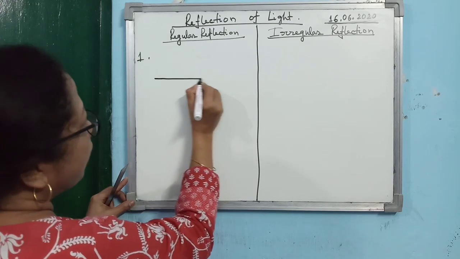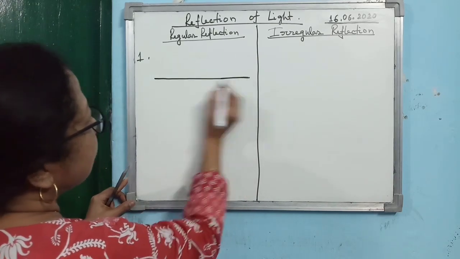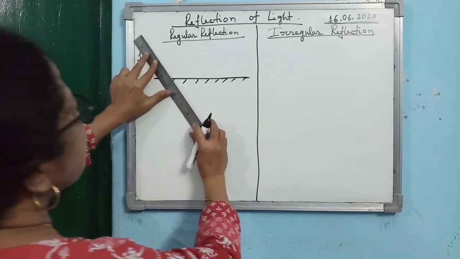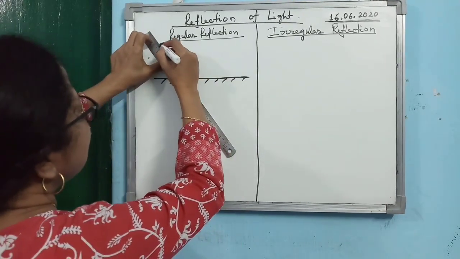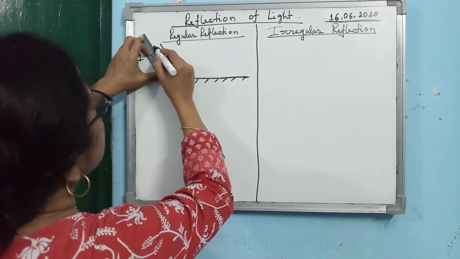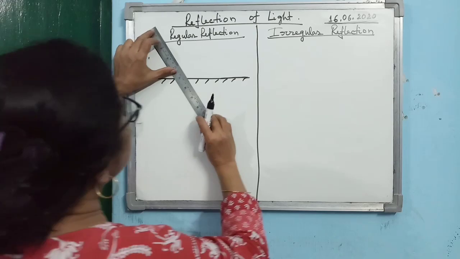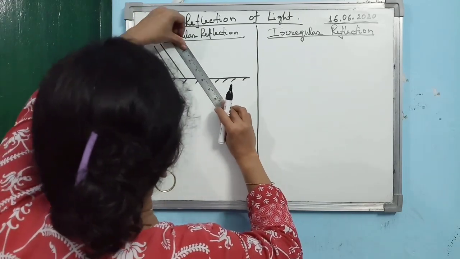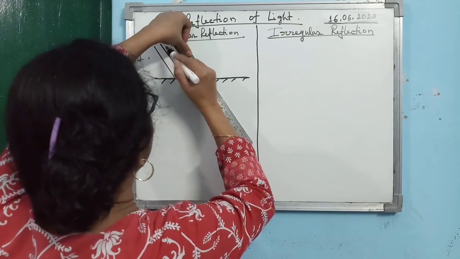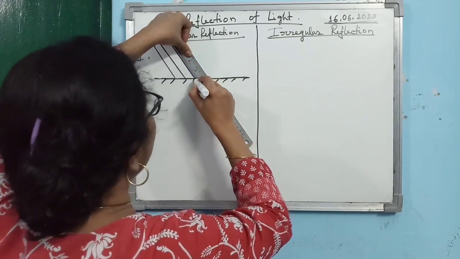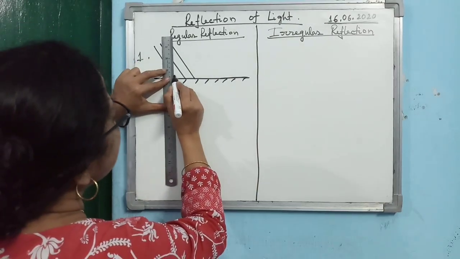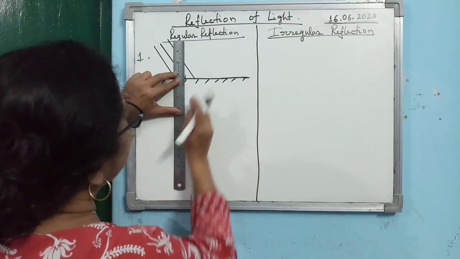So what I said for regular reflection is that the surface is plain or smooth. Now suppose a parallel beam of rays is falling on the surface. Please take care and draw all the lines parallel to each other. So when the parallel beam of rays falls on it, what will happen? They will obey the laws of reflection.